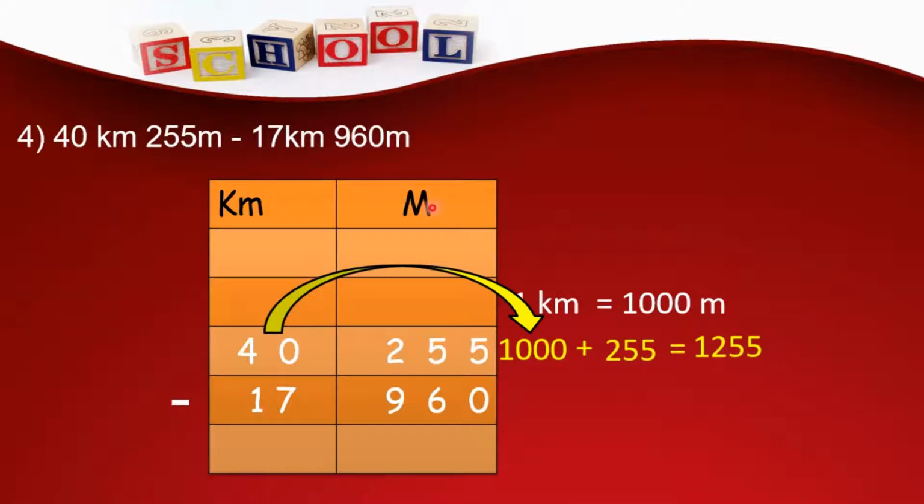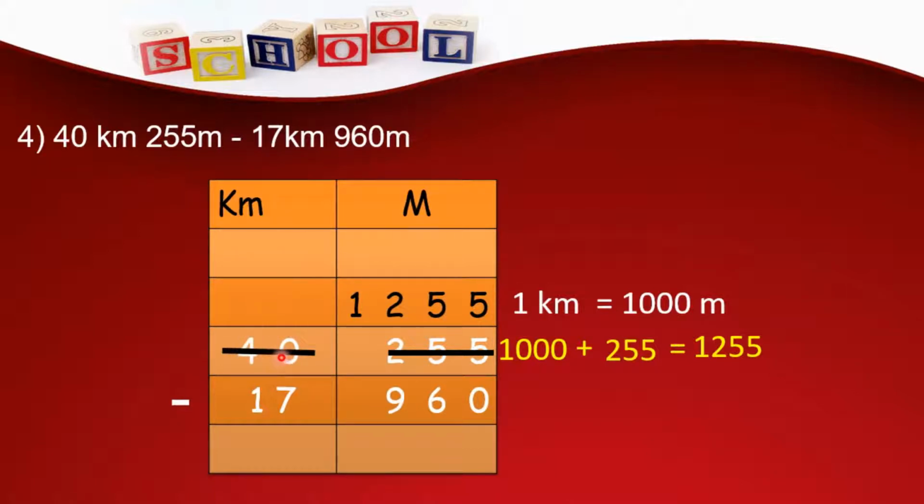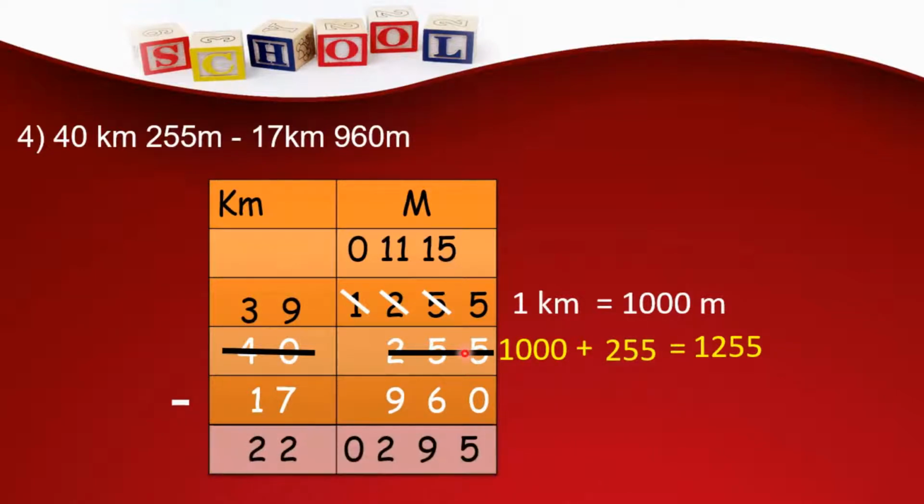So we cut 255 and we write 1255 meters in the meters column. As we have borrowed 1 kilometer from this 40, it remains 39 here. So now after subtraction, we get the answer as 22 kilometers and 295 meters.